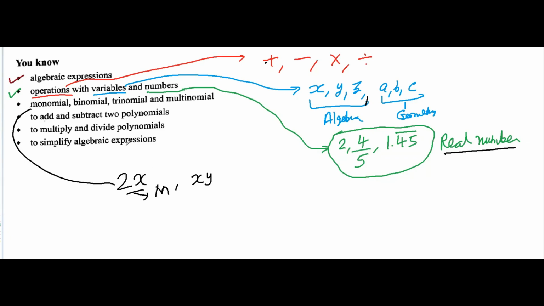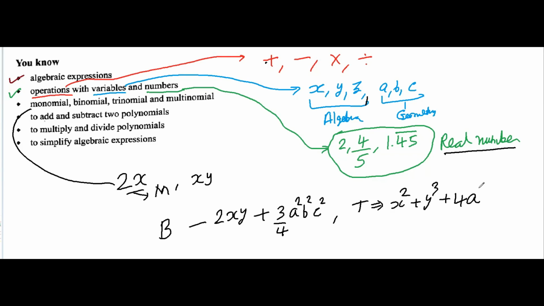Now what is binomial? Binomial means take any two terms, say 2xy is one term, and then 3 by 4 a square b square c square is another term. So this is called a binomial. Similarly, what is trinomial? In trinomial we will have three terms, say x square y cube plus 4 a to the power of 4, or say 4 by 5 a to the power of 4. This is called trinomial. Why? Because it has three terms. This is the first term, this is the second term, and this is the third term.